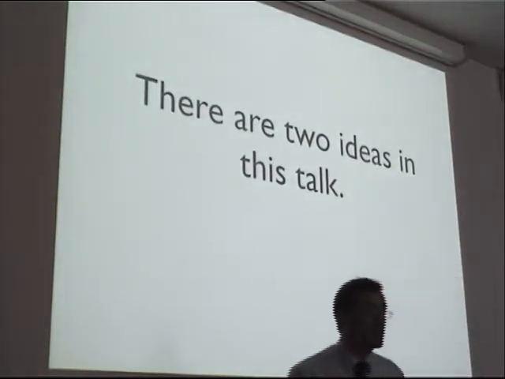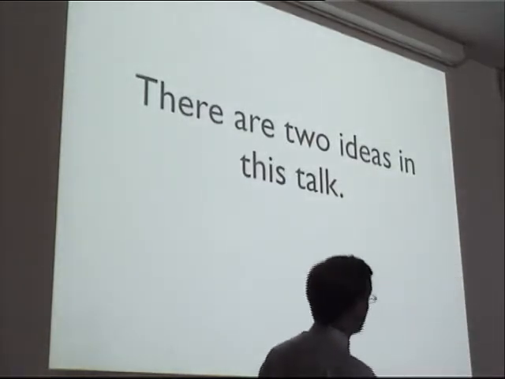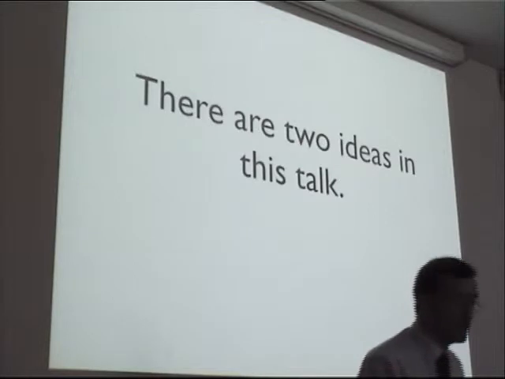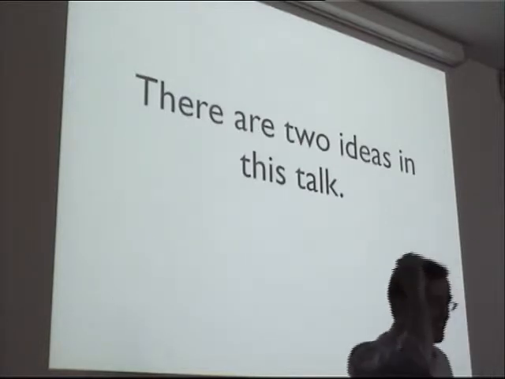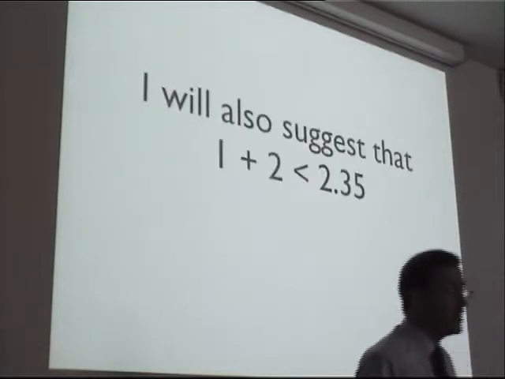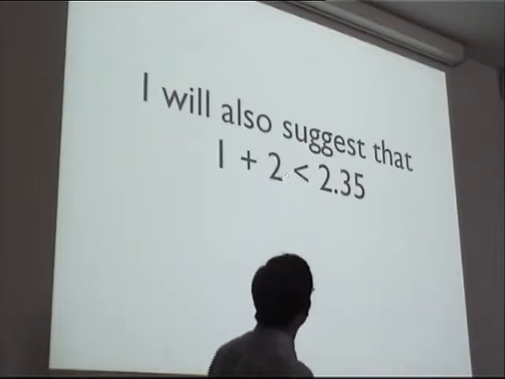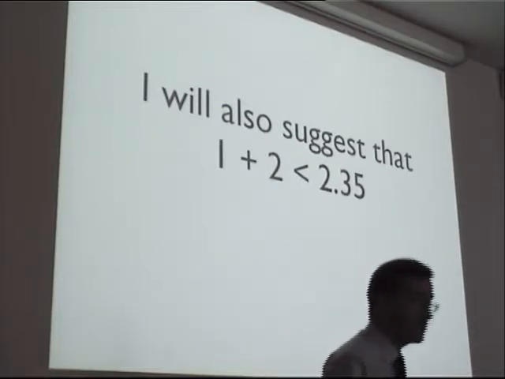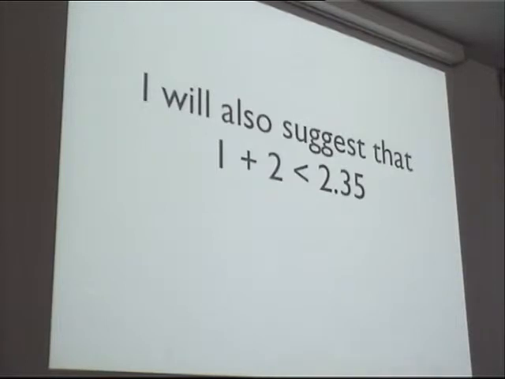Okay, so to keep you all awake, there are 2 ideas in this talk. See if you can spot any of them. Okay, there's at least 2. And I will also suggest at the end that 1 plus 2 is less than 2.35. So to confuse anyone who comes in late, I'm going to write that on here. 1 plus 2, and we'll come back to that at the end. There's actually potentially an interesting point that only occurred to me this week. So maybe it's interesting, we'll see.